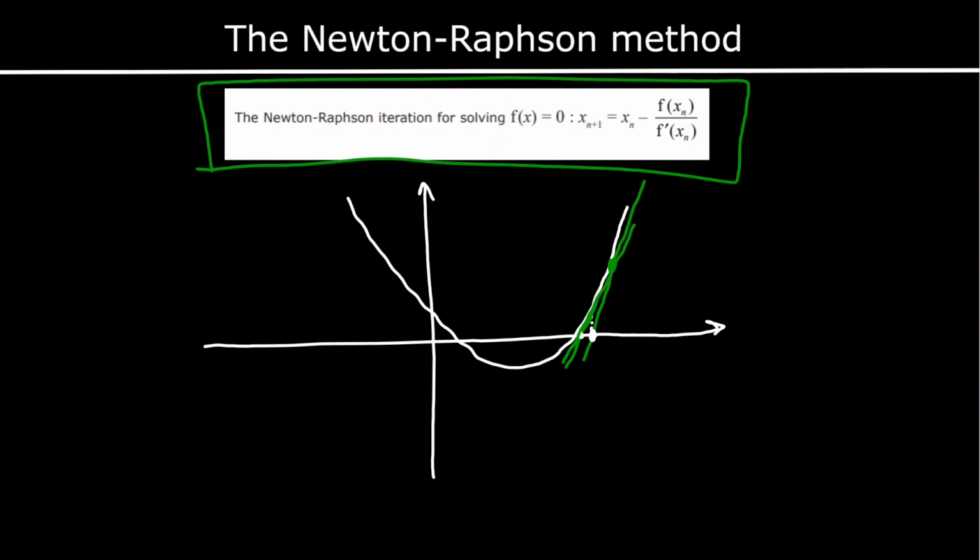This does not work. So you need to know that it does not work if you try and draw the tangent at a turning point, because at a turning point, there's no gradient. The gradient is 0, it doesn't intersect the x-axis, so it can't work.